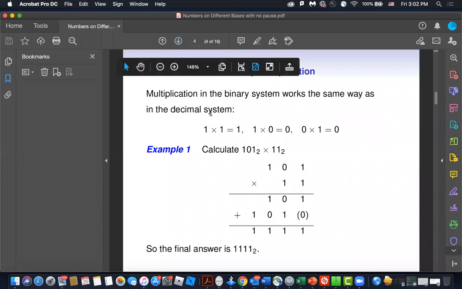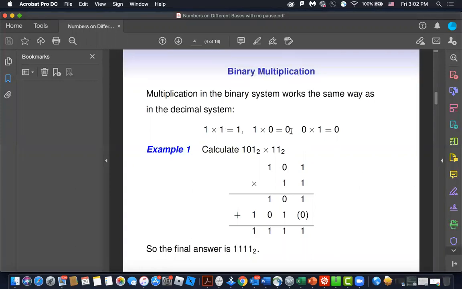Okay, so remember I just mentioned we can do multiplication and division on binary. So this is multiplication. 1 times 1 is 1, 1 times 0 is 0. So we can do multiplication of binary numbers like this. Let's multiply 101 with 11. I put a subscript 2 there to show that this is not a decimal. It's not 101 in decimal. It is a binary 101.